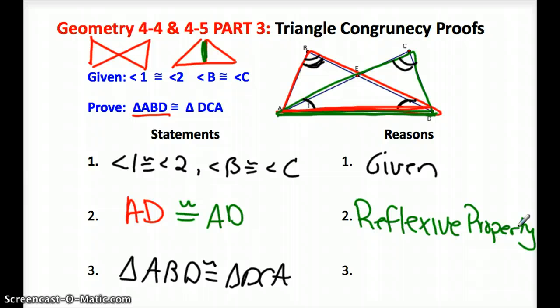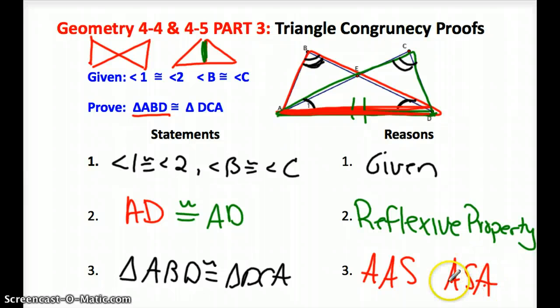And now, mark that. I've got two angles and a side. My side is not between my two angles. So it's angle, angle, side, it's not contained. It is not angle, side, angle. It's not between the two angles. This is incorrect.